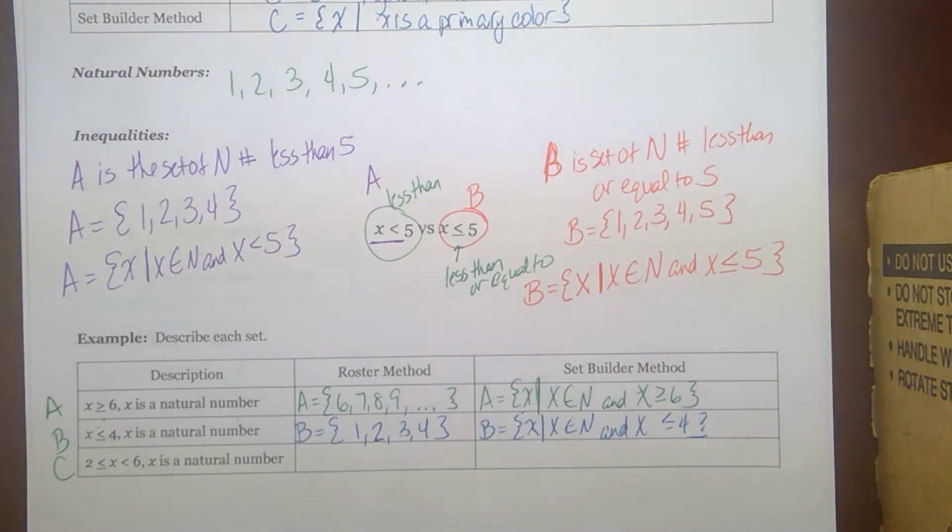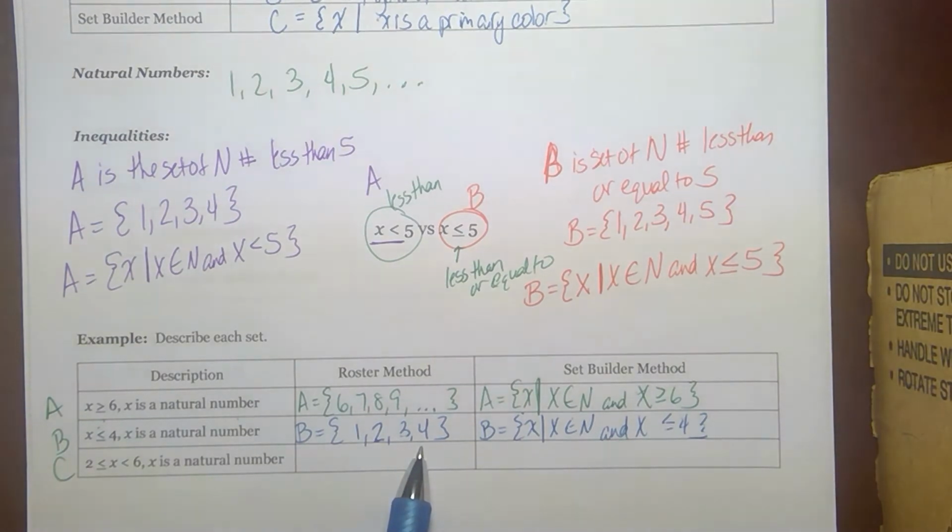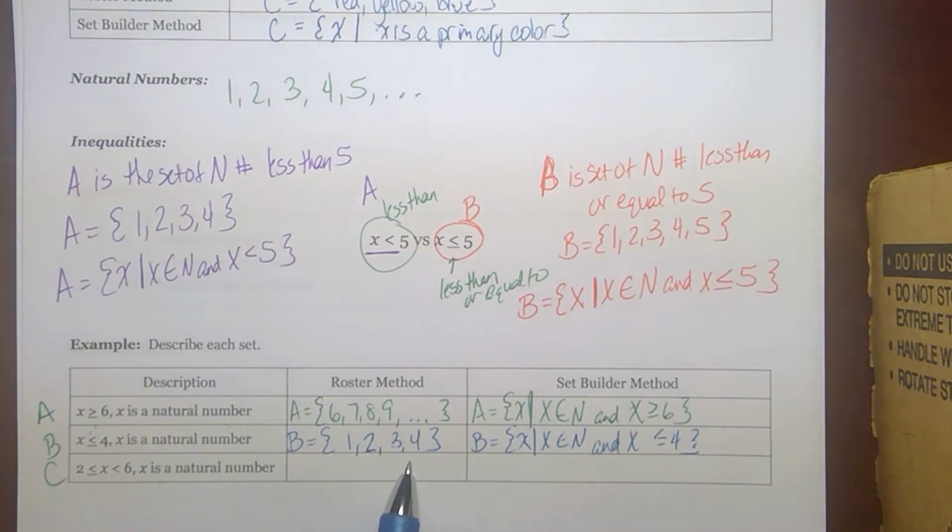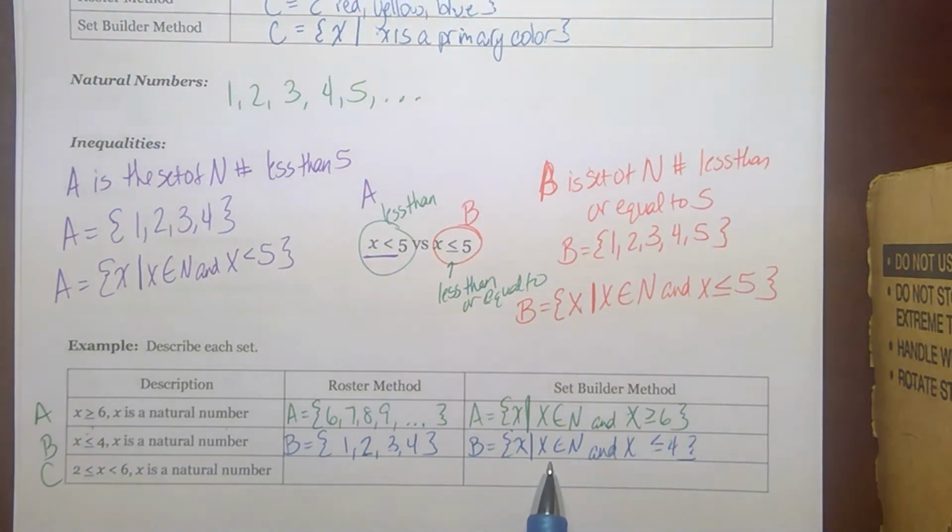Okay, set B. It's a natural number and includes elements less than or equal to 4. Well, less than or equal to 4, my natural numbers start at 1 and I get to stop at 4, because it's or equal to, it gets to include 4. So set B includes 1, 2, 3, 4, no ellipsis because it stops, it doesn't keep going. Set builder notation says set B is the set of all elements x such that x is an element of the natural numbers and x is less than or equal to 4.